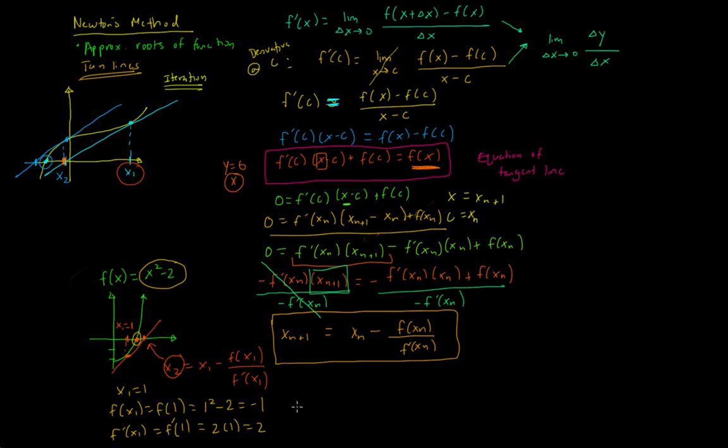And when we plug these values in, we have x2 is equal to x1, which is 1, minus f of x1, negative 1, over f prime of x1, which is 2. So we get 1.5. And after only one iteration, we've actually gotten a lot closer to the precise root, which is 1.414. And as you can see, here we have done Newton's method, which is one of the most useful applications of a derivative.